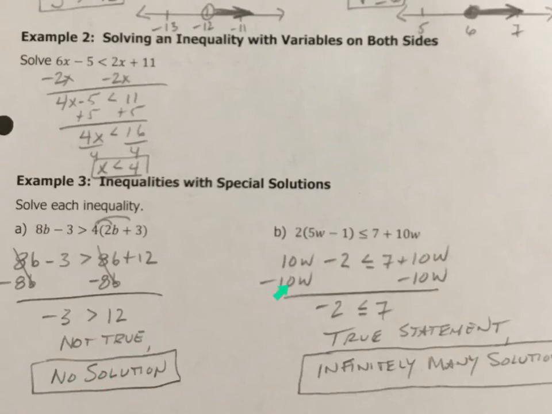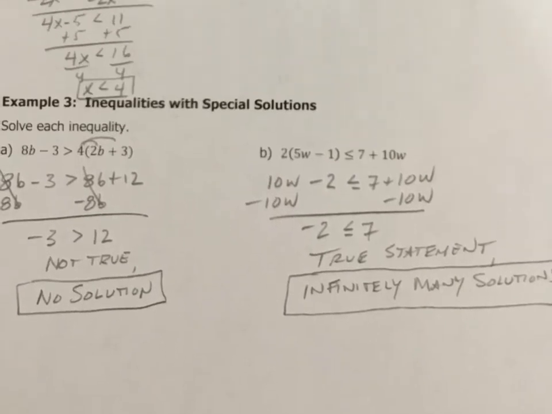On this example, we did our distributive property. We subtracted the 10 w's from both sides, which caused the w's to disappear. We get -2 is less than or equal to 7. Now it's not equal to each other for sure, but the -2 is less than 7, which is a true statement, which means our solution is infinitely many solutions.